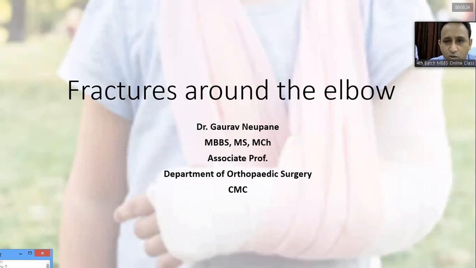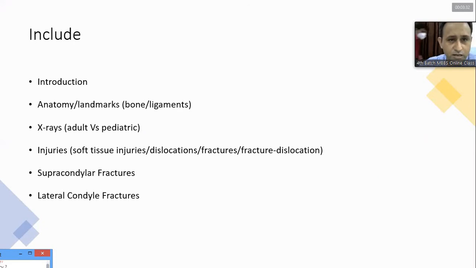So mostly I'll be talking about elbow fractures occurring in children, because it is quite a common injury among children. Quickly, we'll be discussing the introduction, the anatomy relevant to the elbow, as well as how to differentiate a child X-ray from an adult X-ray, because there are some confusions. And we'll be talking about common injuries ranging from soft tissue injuries to dislocations, fractures, and fracture dislocation, but we'll mostly concentrate on supracondylar and lateral condylar fractures.